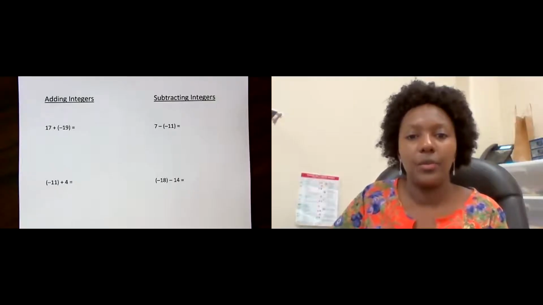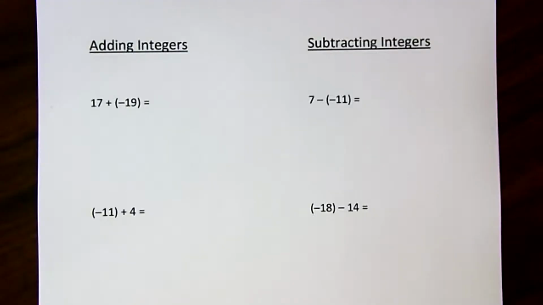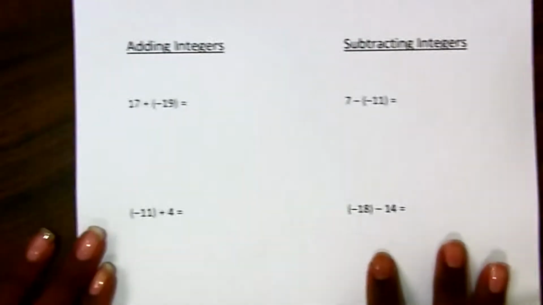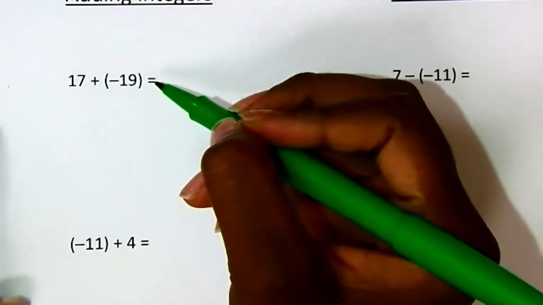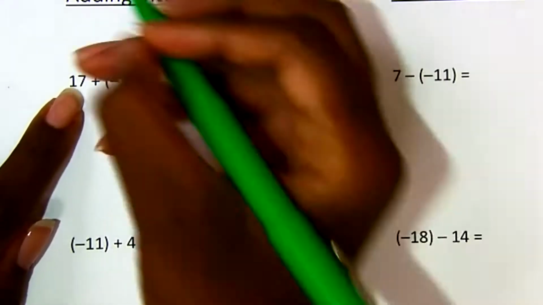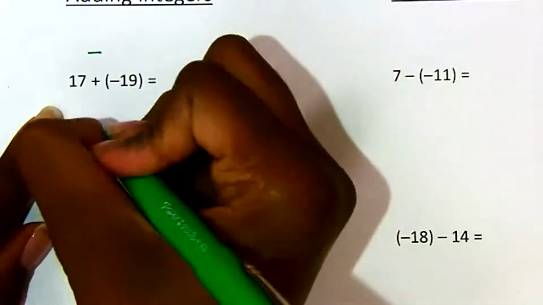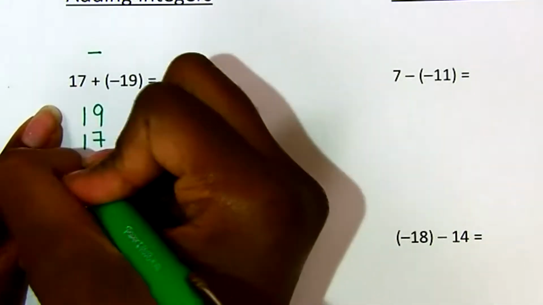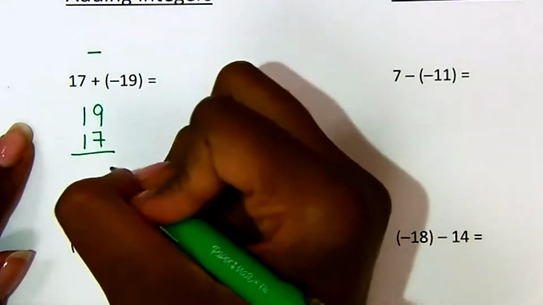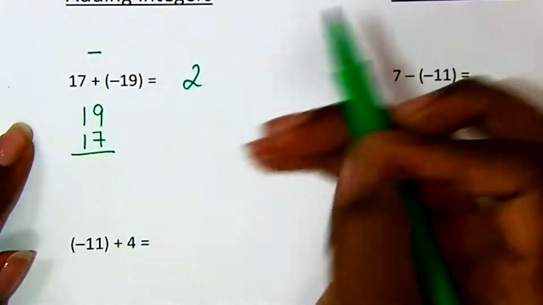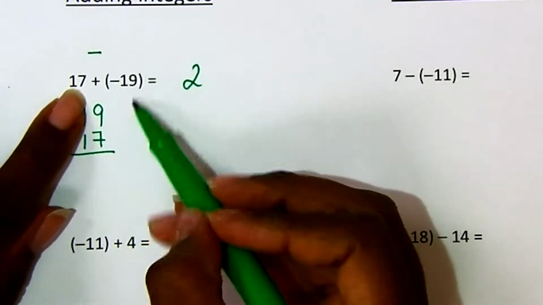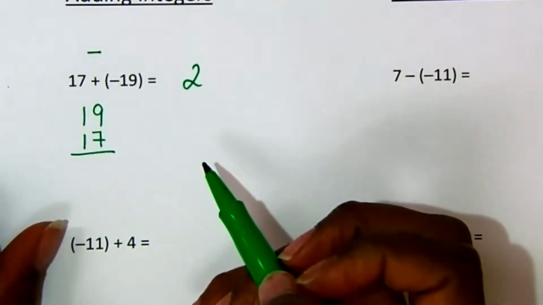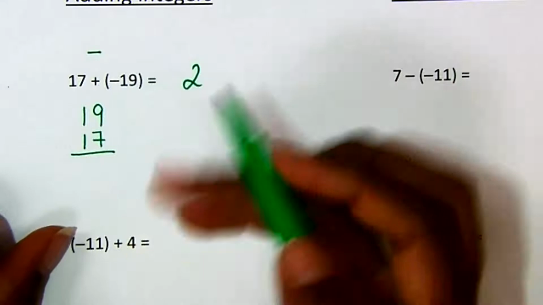I have a few sample problems that we're going to do together. We're going to do 3 adding and 3 subtracting. So let's see if we can put the rule together. I have a positive number and I have a negative number. According to my rule, if I have 2 different signs, I'm supposed to subtract them. Well, I know the proper way to subtract is this way. When I subtract this, I get a 2. Now, because they had different signs, I have to see which number is bigger. Is 17 bigger or is 19 bigger? Good job. The 19 is bigger, so I keep the negative sign.